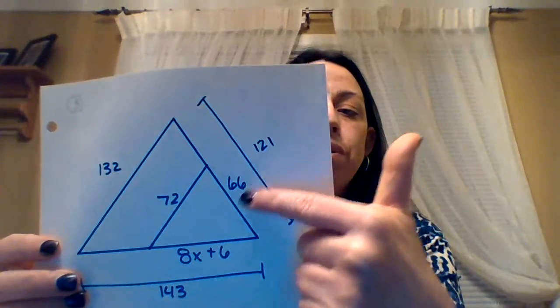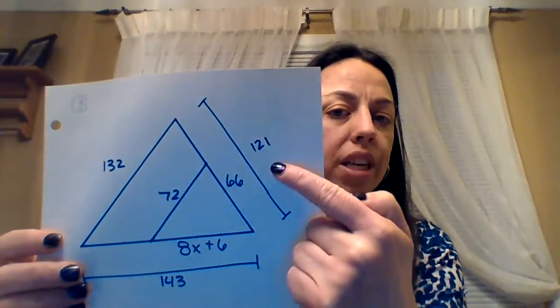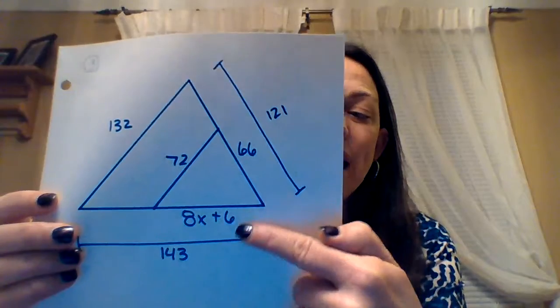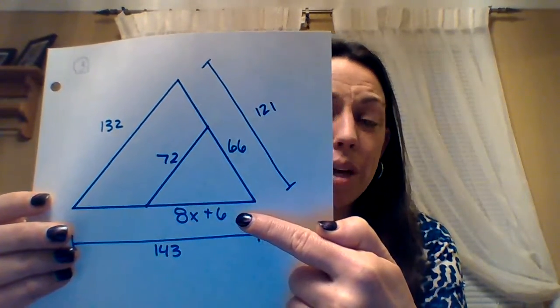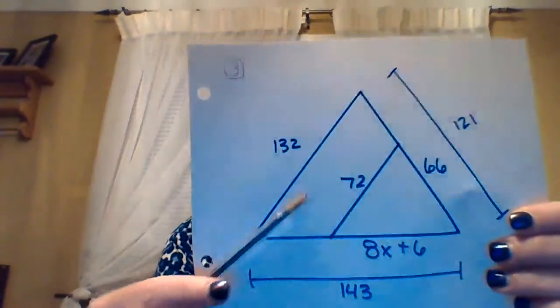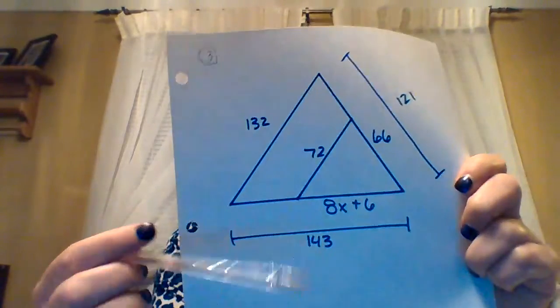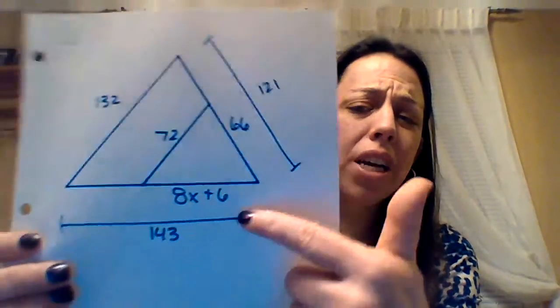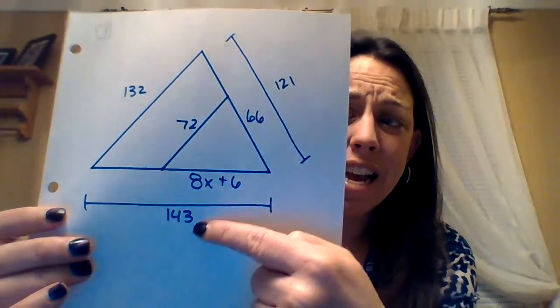And so let's see here. There's a bunch of ratios we could set up. I could either do 121 over 66. I also could flip that and do 66 over 121. Down here at the bottom, I'm going to have to do 8x plus 6 over 143. That is going to have to be one of them that I use. And then I could use this 72 over 132. So guys, the way this drawing is, it already sort of shows me a very nice ratio right here. So I'm just going to rewrite that ratio. I'm going to rewrite 8x plus 6 over 143.